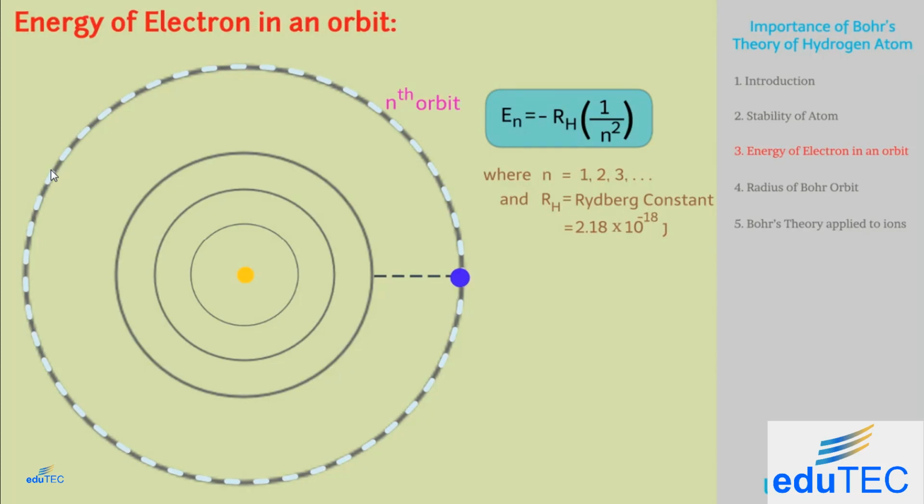Dear students, a free electron is free from influence of nucleus and it is thought to be present at n equals to infinity. So, if we put this value in this equation, then we get E infinity is equal to minus RH into bracket 1 upon infinity square, which is equal to 0.